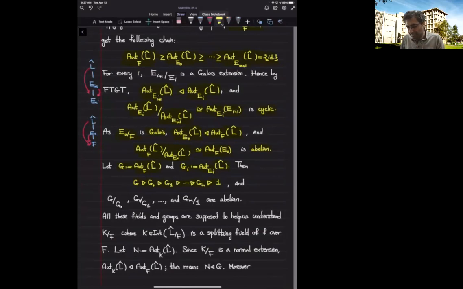And the quotients of G by G naught, G naught by G1, G1 by G2, and so on down to G m by the identity, all of these quotients are abelian groups. This is a special property of the group G. Not every group has this kind of property.